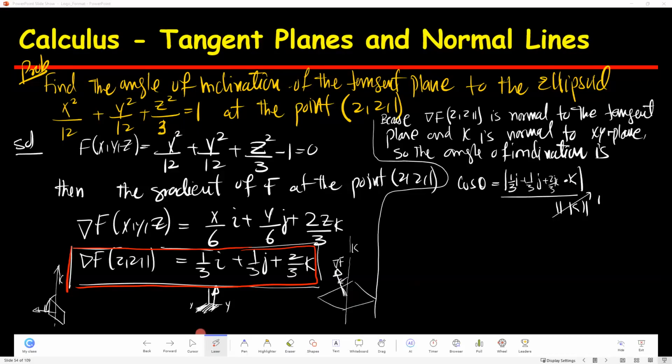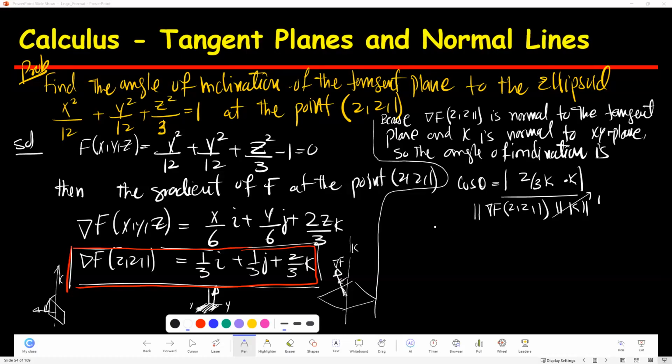So for easiness, I can simply write the k term, and that is my n vector, the normal vector. So I'm going to write here 2 over 3 k really, which is the last term right here. And in the denominator, I need the whole vector, right? In the denominator, I need the whole vector. So I'm going to write it like this.